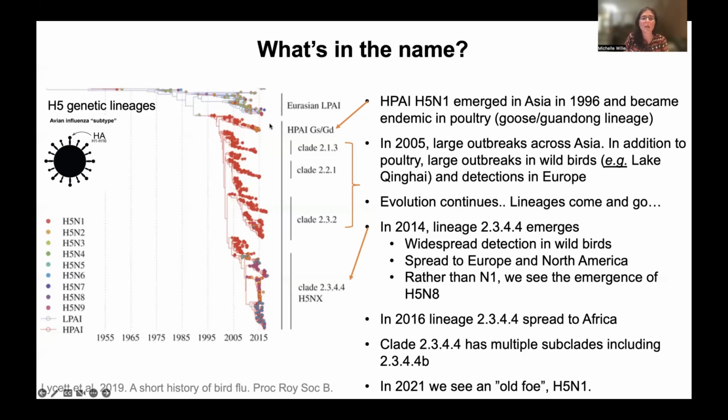So for the first 20 odd years that this lineage was detected, it was always detected with an N1 subtype. With the evolution of 2.3.4.4, we saw different NA types, which is why it's sometimes written as H5NX. We had lots of N8s and N6. And what we saw starting late last year was the return of this N1 coming back. But it's not the same thing as the old H5N1s because we have a different HA lineage that we're discussing.